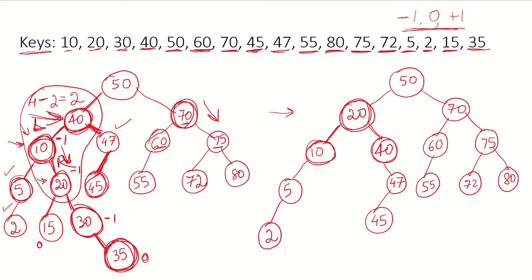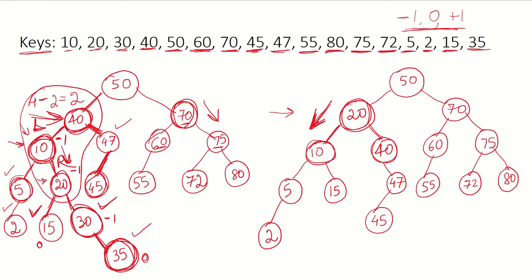Now we have to take care of this node having a value 15. So this is in the left subtree of 20. So that means we have to go in the left subtree of 20. So this 15 will come here. What about these nodes 30 and 35? They are in the right.